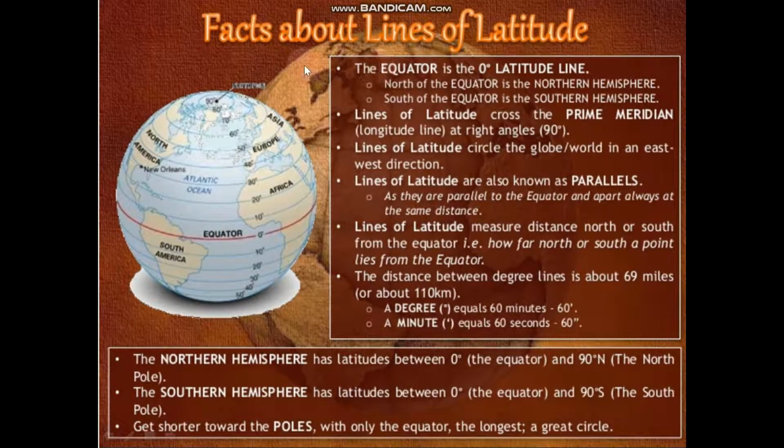Now some of the facts of lines of latitude. First, the equator is a 0-degree latitude line. You can see over here this red color line. It is a 0-degree line which is called the equator. North of the equator is called the northern hemisphere and south of the equator is called the southern hemisphere. Alright, and these all are parallels of the equator and these are called lines of latitude.